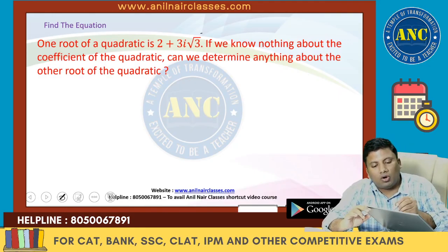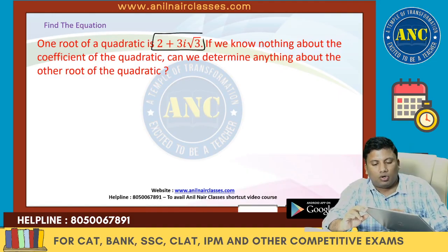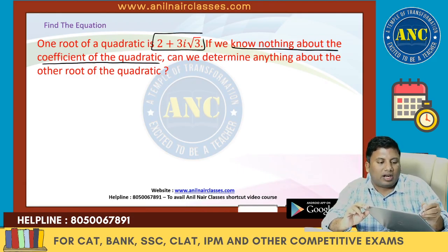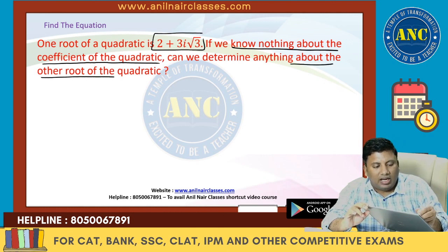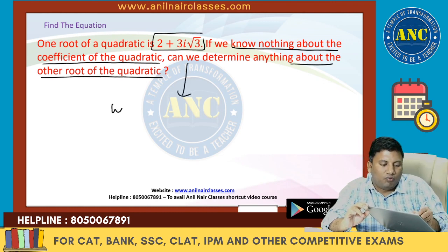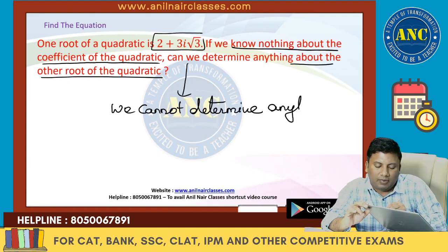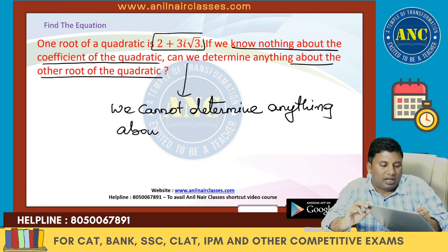Now, one root is 2 plus 3i root 3. We know nothing about the coefficients of the quadratic. If we do not know, can we determine anything about the other root? We cannot determine anything about the other root.